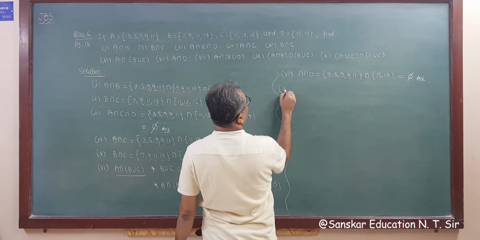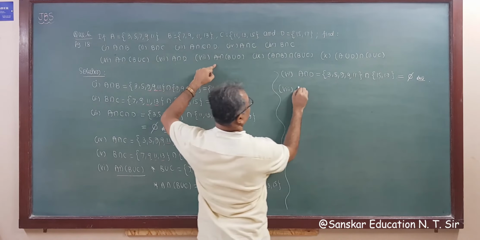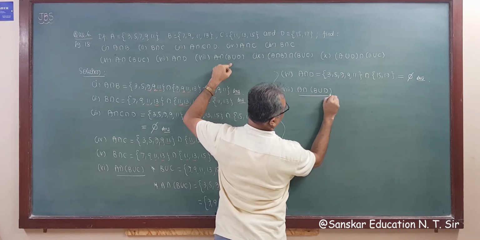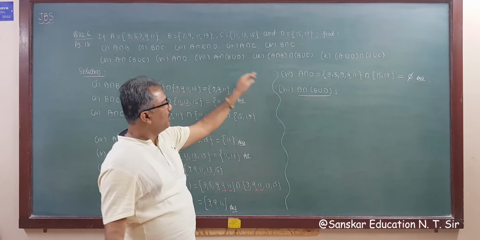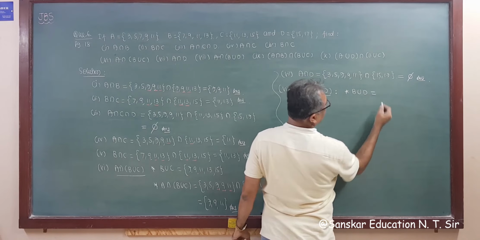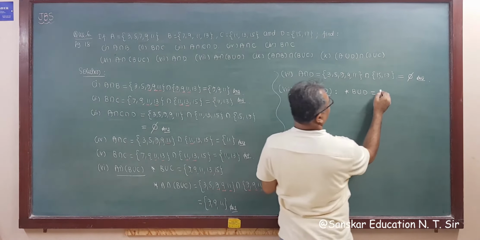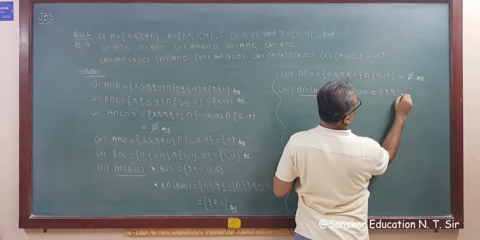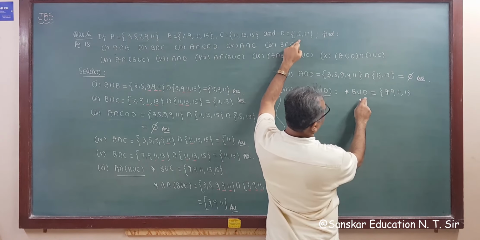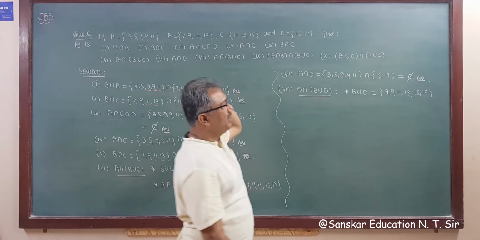Now question number 8. Question number 8 is this: A intersection B union D. And for this set, what do we require first? B union D. So first we find B union D. We can write it directly as usual. Set B has 7, 9, 11, 13. So 7, 9, 11, 13. And D has elements 15 and 17. Both are remaining. So 15 and 17. So this is B union D.